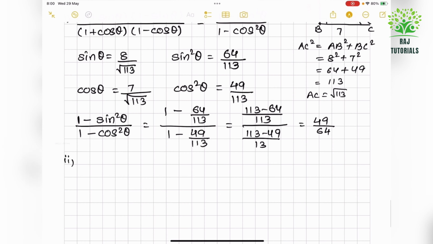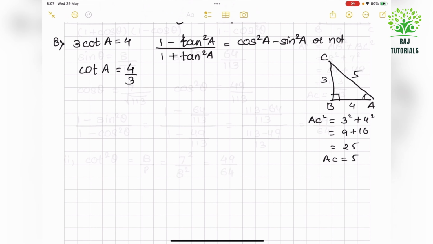Now second one, it says cot square theta. So cot means base upon perpendicular. So base is 7 and perpendicular is 8. So this is 49 by 64. So see, in both the answers I got the same, so I can say both are equal.